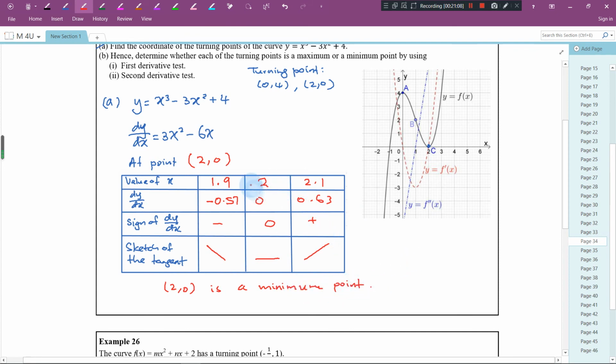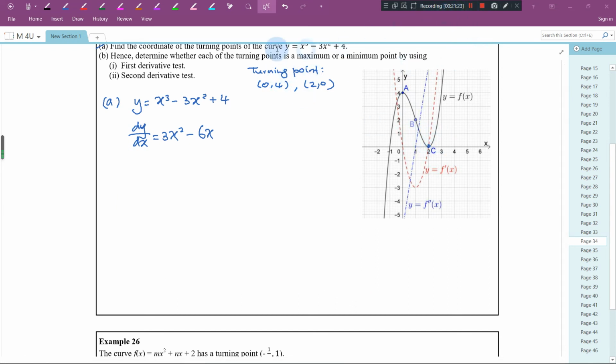Okay, this is the first derivative test. Now we are going to try another method, the second derivative test. So our answer is correct: 0,4 is a maximum point, 2,0 is a minimum point. For the second derivative test, we need to differentiate again. We differentiate it 2 times. This is the first time, and we need to differentiate it again, d2y dx squared.